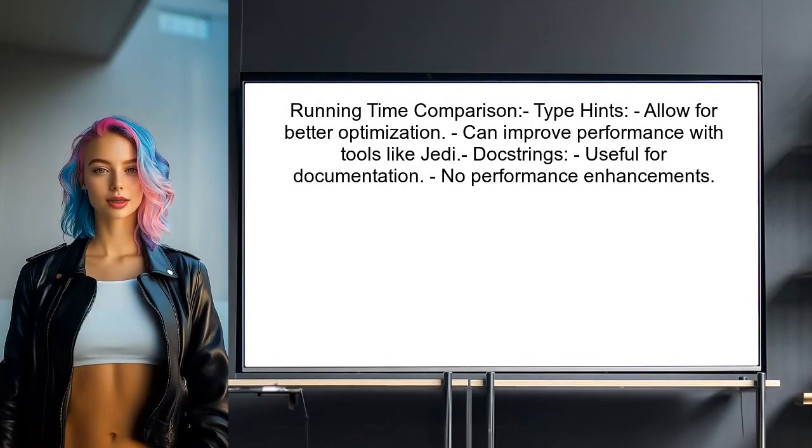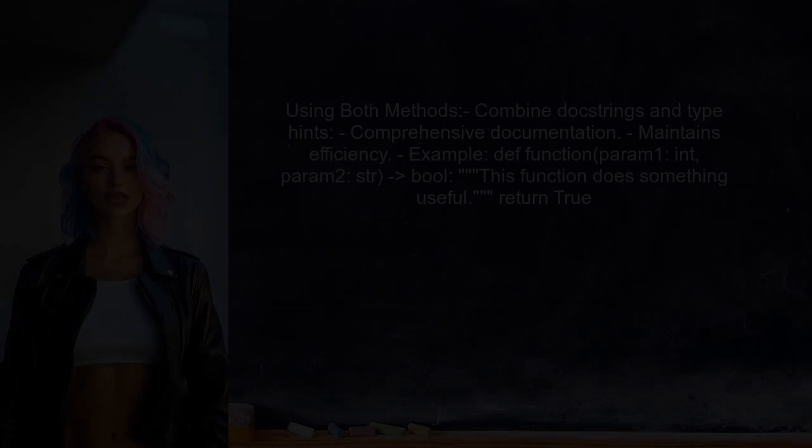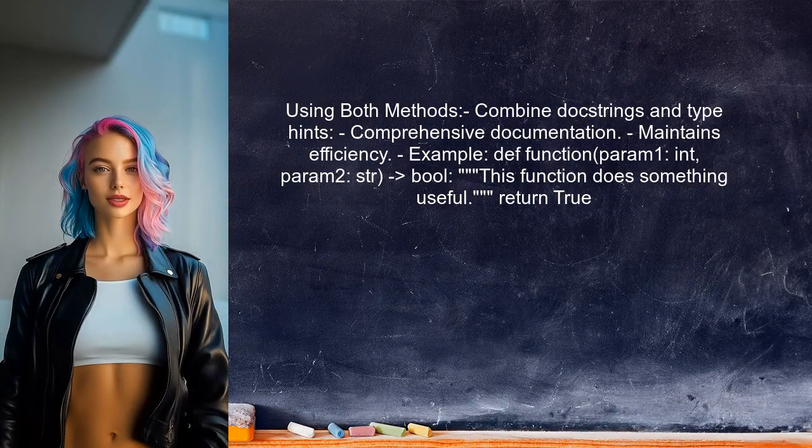Now let's look at the running time. Type hints can improve performance slightly because they allow for better optimization by tools like Jedi. Docstrings, while useful for documentation, do not contribute to performance enhancements. Finally, the user should consider using both methods together. Combining docstrings with type hints can provide comprehensive documentation while maintaining efficiency. This approach allows for better code readability and usability.